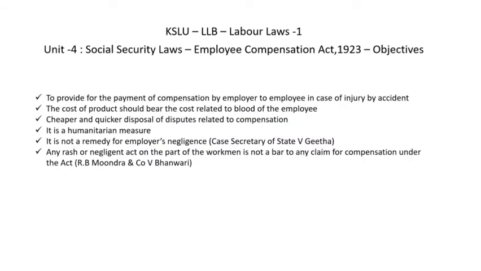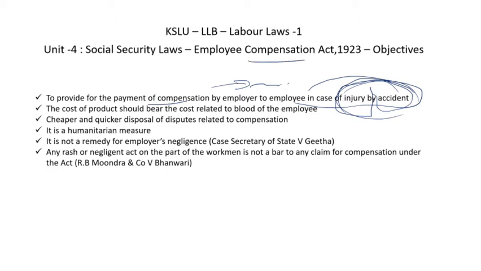Okay. In the initial slide we saw 2 objectives. Here are the detailed objectives of the Employee Compensation Act of 1923. As I said, it is to provide payment of compensation by the employer to an employee in case of injury and accident. So this particular Act was developed basically to provide compensation to an employee in the case of injury which happens by accident. If any injury happens to an employee, then the employer has to pay some compensation. How to pay it and what the compensation limit is, etc., is the subject matter of the Employee Compensation Act of 1923.